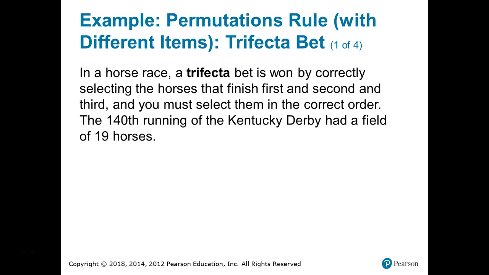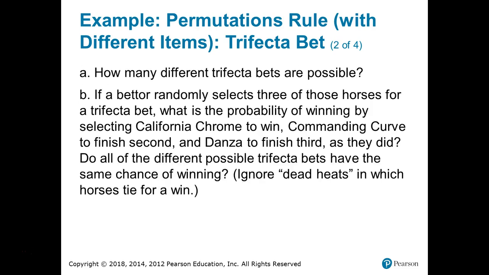In a horse race, a trifecta bet is won by correctly selecting the horses that finish in first and second and third place, and you must select them in the correct order. The Kentucky Derby has 19 horses running. So there are 19 horses in the race, and you want to correctly guess who gets first place, who gets second place, and who gets third place. So how many different trifecta bets are possible?